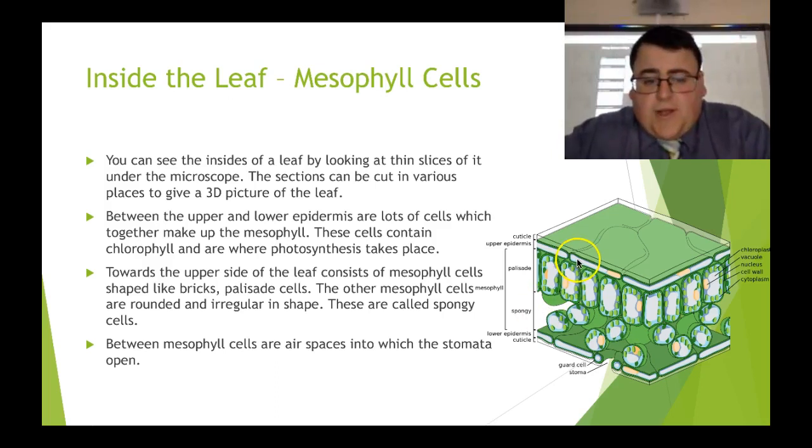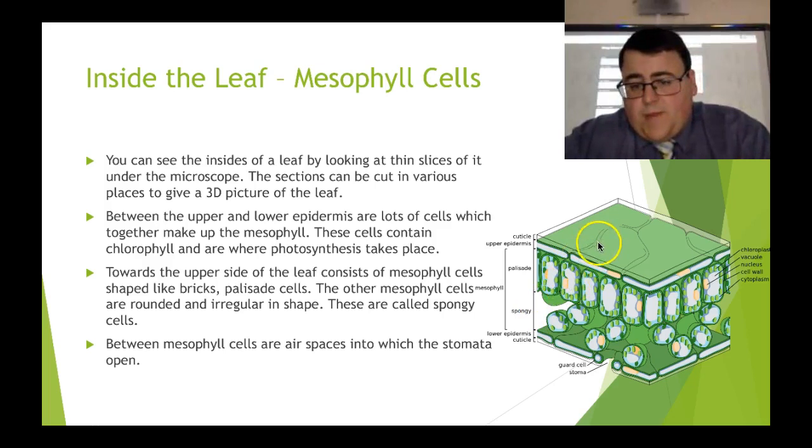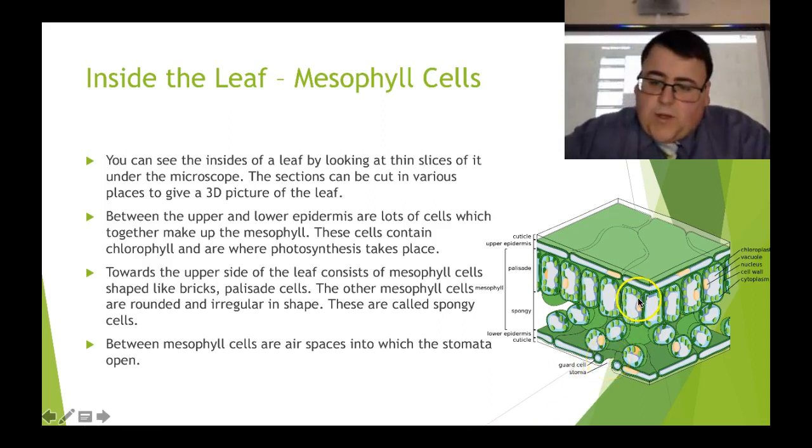Towards the upper side of the leaf, near the upper epidermis, the mesophyll cells are shaped like bricks, and they're called palisade cells. So these brick-like looking ones here are palisade cells. Below there, we also have rounded and irregular shaped mesophyll cells, which are called spongy cells. There are also a whole lot of air spaces between the spongy cells. That's purely so that the guard cells and stomata can open. We're not going to have them on the top with the palisade cells, therefore we can have that more brick-like structure.